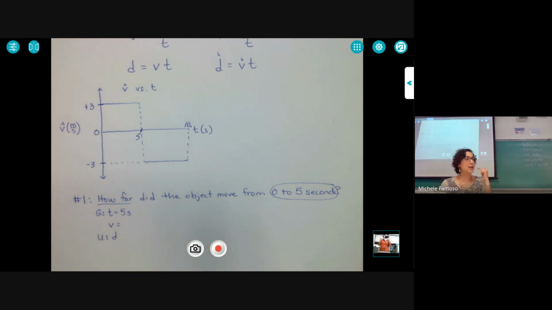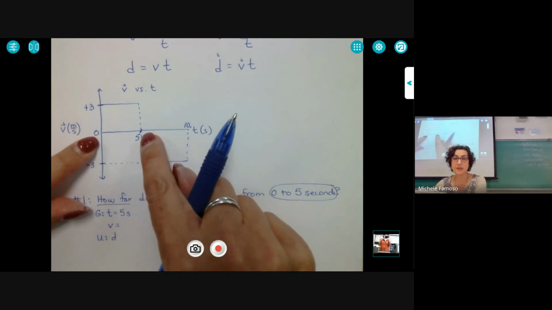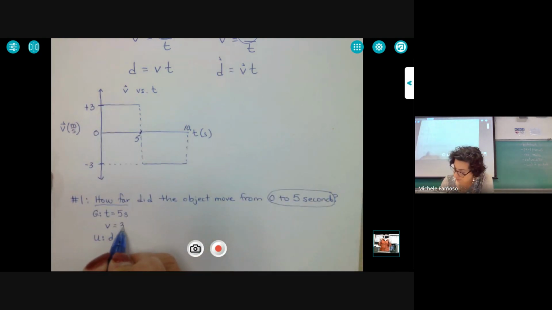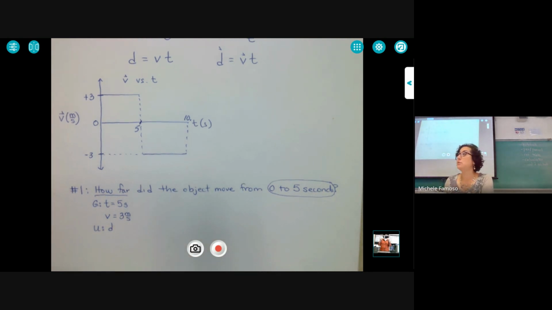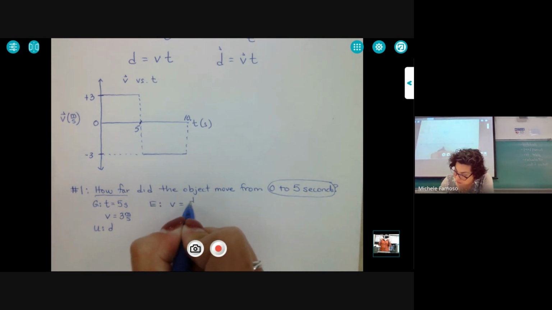But on my graph, I can read the speed, right? The speed is the number on the velocity without the sign. So look between 0 and 5 seconds. That is the velocity. What's the speed? Just 3 without the sign. Can you now find that distance traveled? Using what equation? v is d over t.